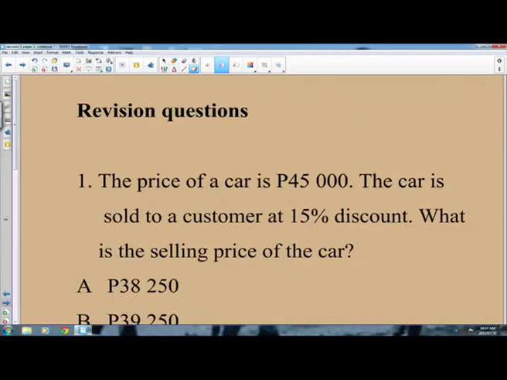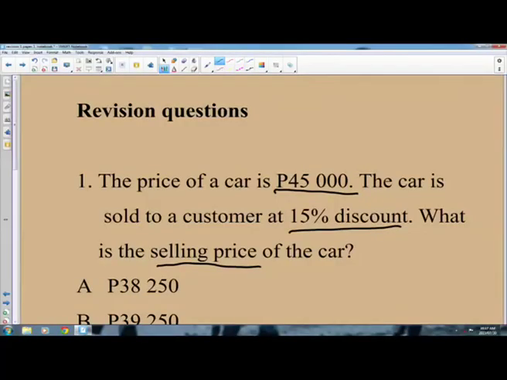It says revision questions. The first question says, the price of a car is 45,000 pula. The car is sold to a customer at 15% discount. What is the selling price of the car? So, we are told that the price of the car is 45,000 pula. And then there is a discount of 15%, meaning we are to calculate the 15% of 45,000 pula, then subtract that amount from 45,000 pula. That will give us the selling price of the car. Let us calculate this and see what we will get.